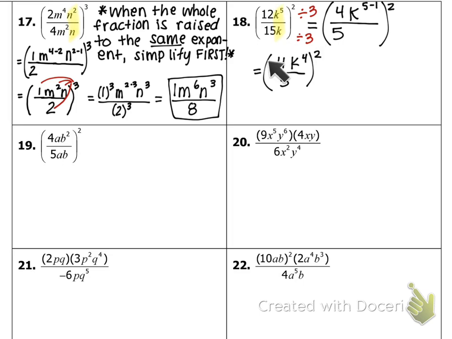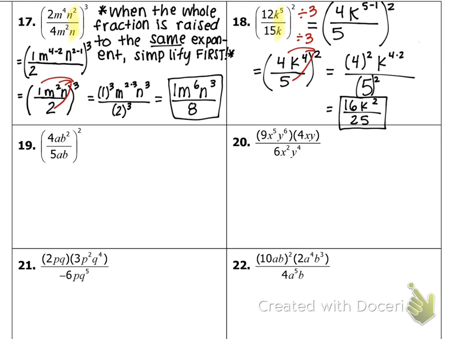Now we're going to look at this exponent. We're going to give it to each piece, so to that 5 on the bottom as well. So we have 4 squared, k to the 4 times 2, over 5 squared. Remember that this is 4 times 4, which is 16, and this is 5 times 5, which is 25. So 16k to the 8th over 25, and that's your answer.